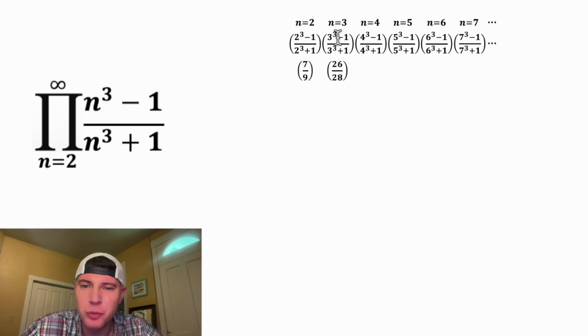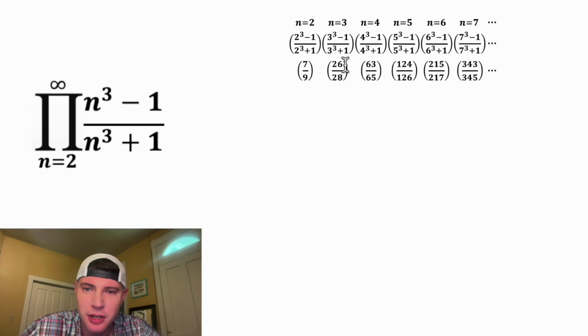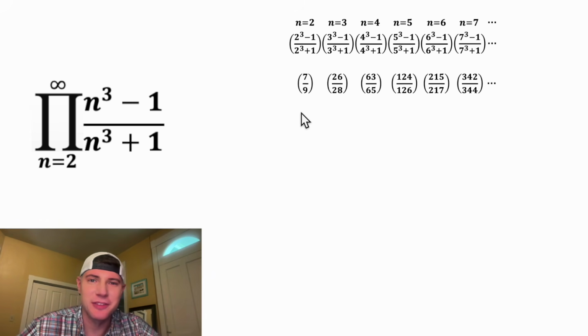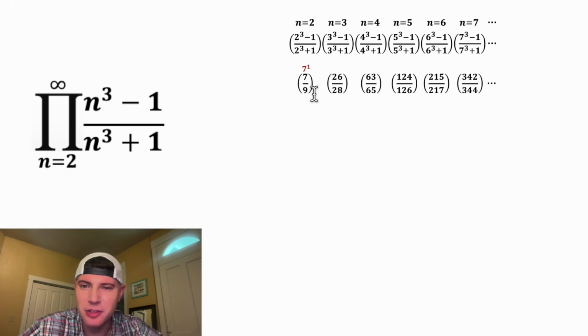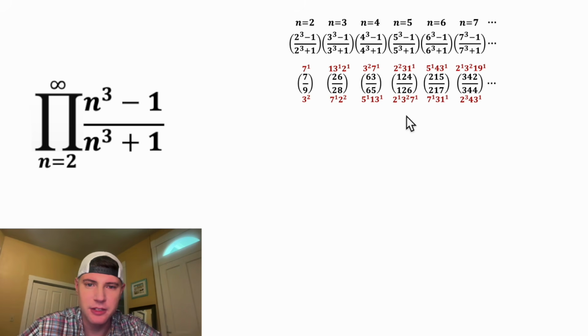And then 3 cubed is 27, so 27 minus 1 is 26, 27 plus 1 is 28. And we can keep going on like this, and in each of these, the number on top is 2 less than the number on bottom. Since these are all being multiplied, we can cancel stuff out. Let's see if we can identify some of the factors and see if the factors cancel out. So 7 is 7 to the 1, 26 would be 13 to the 1 times 2 to the 1. 63 is 9 times 7, which is 3 squared times 7 to the 1. 124 is 4 times 31, so this would be 2 squared times 31 to the 1, and so on for the rest of these. We can break all of these out into their prime factors.